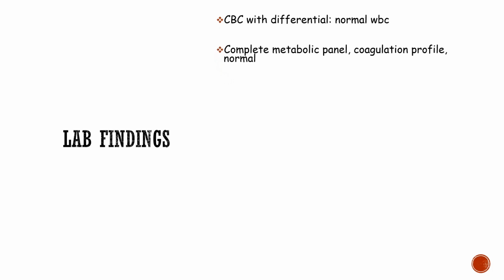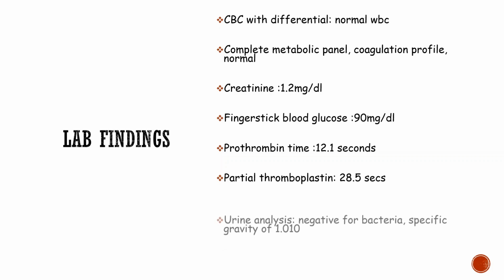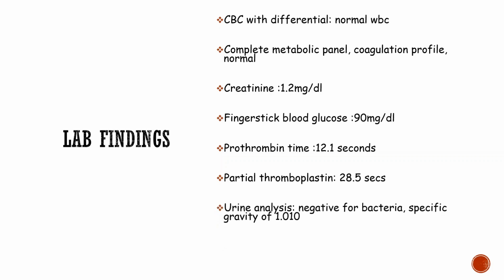Now, after the clinical examination, we do some lab work. We send a complete blood count, which shows a normal WBC, a complete metabolic panel, and coagulation profile, which are normal. Some of the values are creatinine at 1.2 mg per deciliter, blood glucose at 90, prothrombin time 12.1 seconds, partial thromboplastin at 28.5. Urine analysis is negative for bacteria and specific gravity is at 1.010. And we get to know from the companions that the HIV test of this patient was negative approximately 4 months ago.